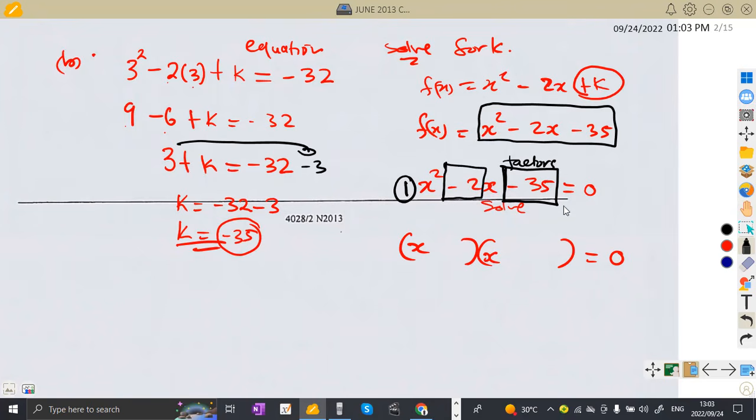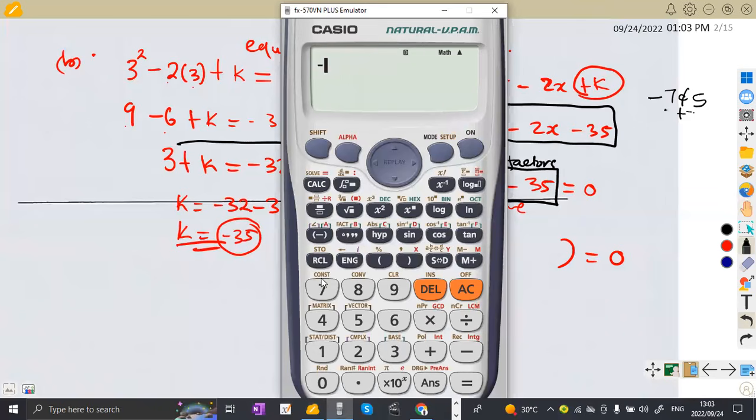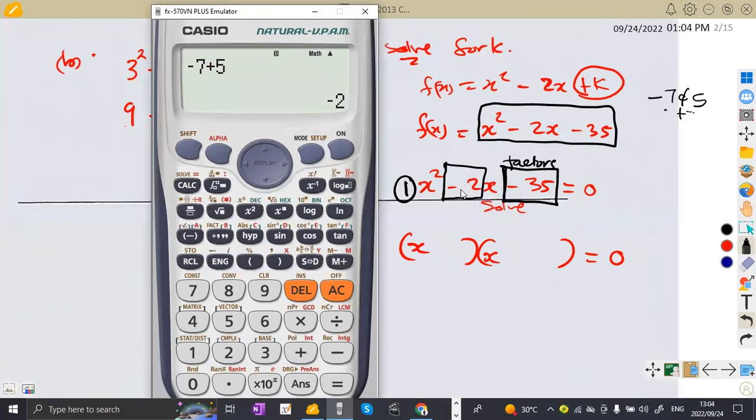So what are the factors of negative 35? In this case, I've got these numbers, negative 7 and 5. If I multiply these two numbers, I get negative 35. If I add these numbers, I get negative 2. So this is what I'm trying to say, guys. Factors, negative 7 times 5 like this, I get negative 35. But if I add these two numbers, I'm going to obtain negative 2, which is this middle term that we see here.